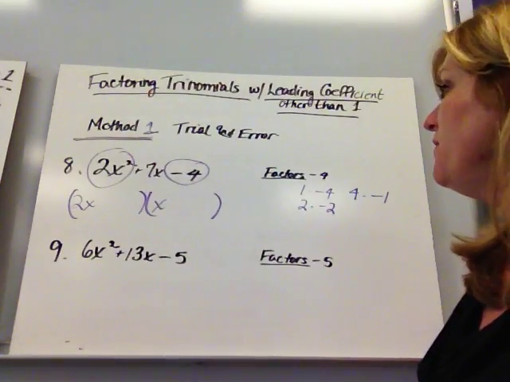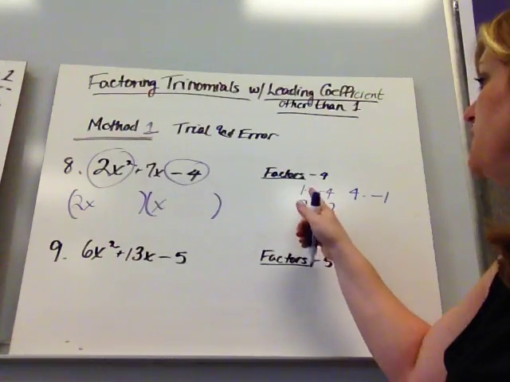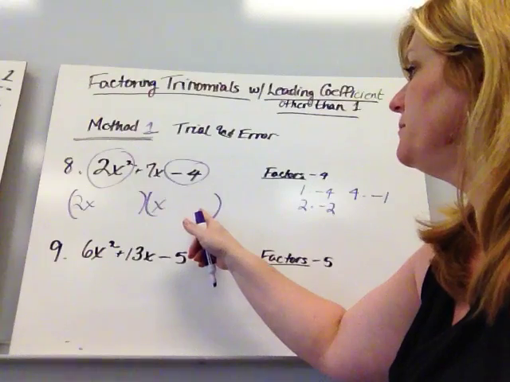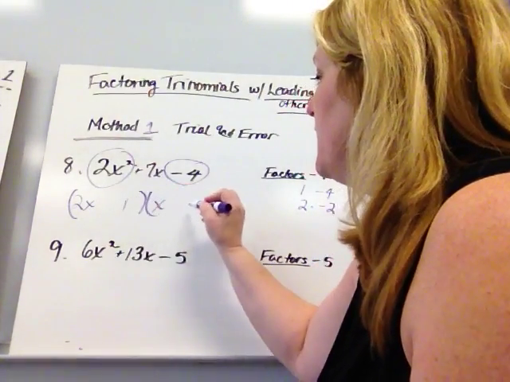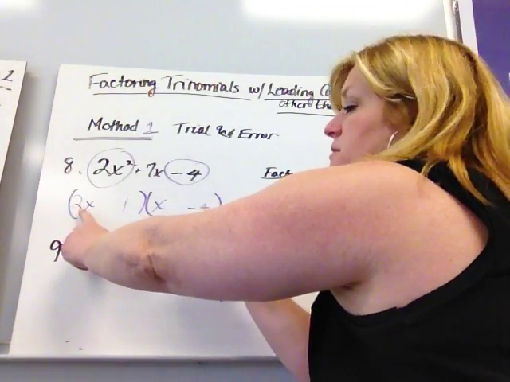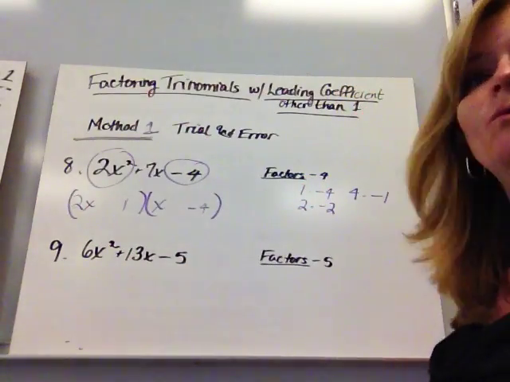Now, I know that I have to get a 7. So if you take those numbers, and let's try the 1 and negative 4. If I were to put the 1 here and the negative 4 here, okay, let's just try it, a 1 and a negative 4 here. When I multiply this out, I'm going to get, for my middle term, negative 8x plus 1x. That's a negative 7x. Oh, I'm close.